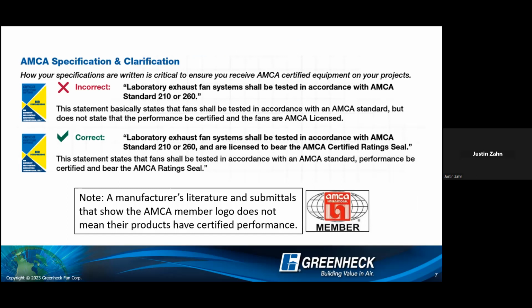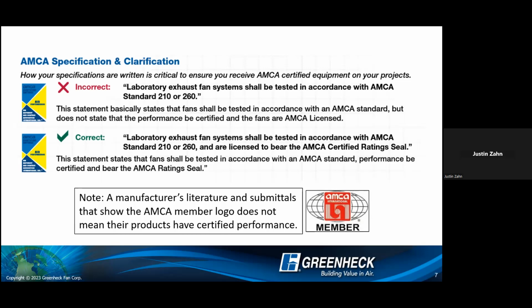The incorrect way is saying laboratory exhaust fan systems shall be tested in accordance with AMCA standard 210 or 260. The key thing in this sentence is you never see anything about the certified ratings seal. So you don't see anything about how you're certified to actually bear that seal on your products.